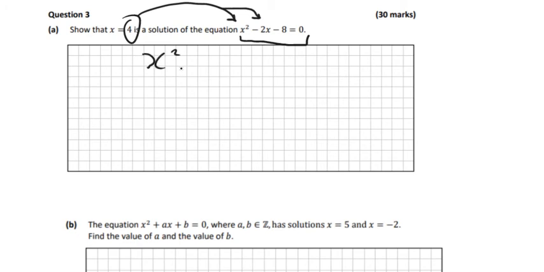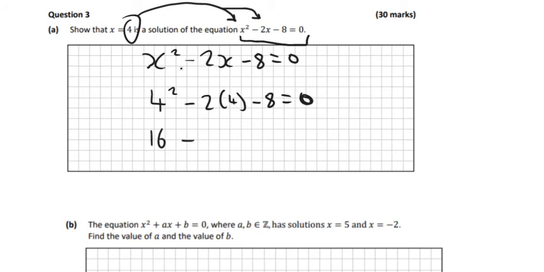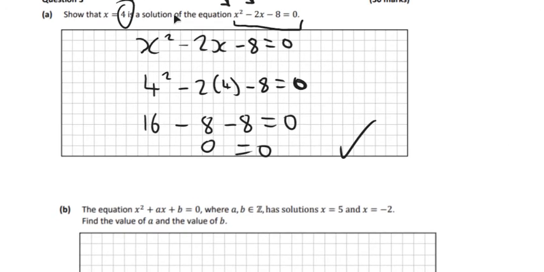So x squared minus 2x minus 8 equals 0. So instead of x squared we have 4 squared minus 2 times 4 minus 8 equals 0. So I'm putting it in brackets there. So 4 squared is 16, take away 2 times 4 is 8, take away 8 equals 0, and then 16 minus 8 obviously has to be 0, so 0 equals 0. So we can give it a tick there, so that's true, so it works out.